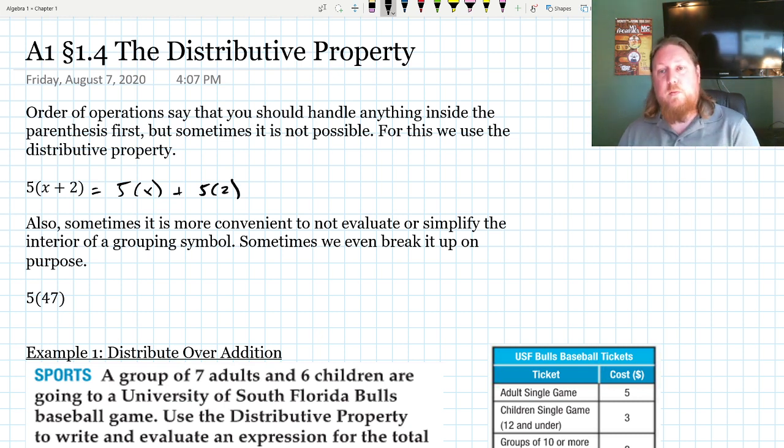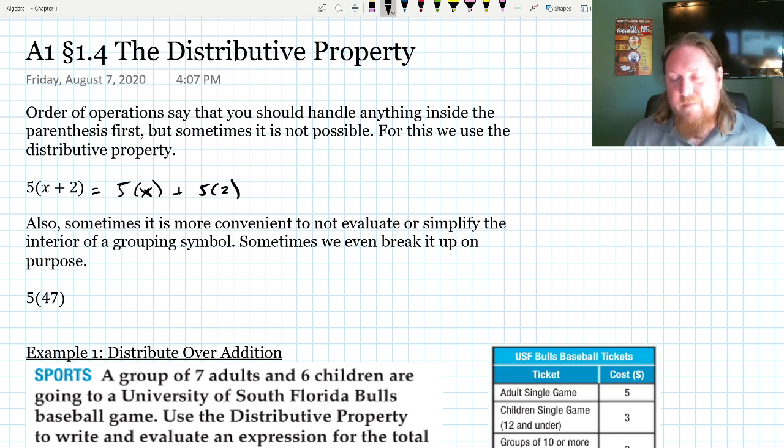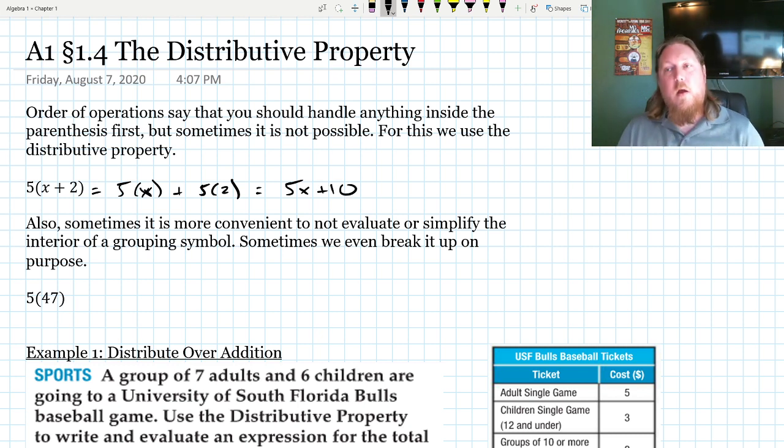And some of the things I can multiply. 5 times 2 is 10. But I can't do anything to make 5 times x any more simple than it is, so it's just 5x plus 10.